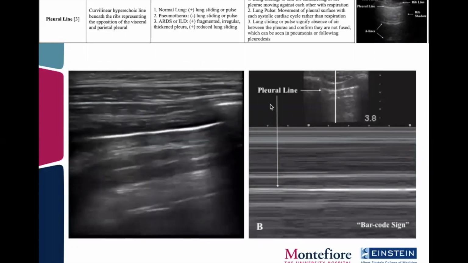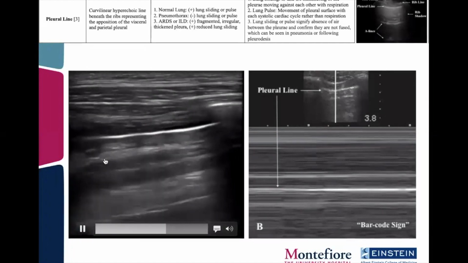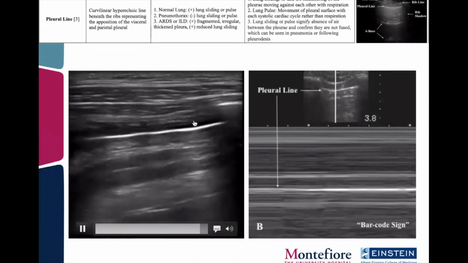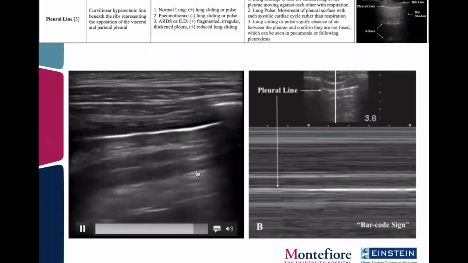Now here we see the absence of lung sliding, the absence of that granular artifact beneath the lung. And instead, on the M mode screen, we see horizontal lines beneath the pleural line, what we denote as the barcode sign. In the ultrasound image here, we see that there's no pleural sliding, and the movement is really just contraction of the chest wall muscles, but no real movement of the lung.